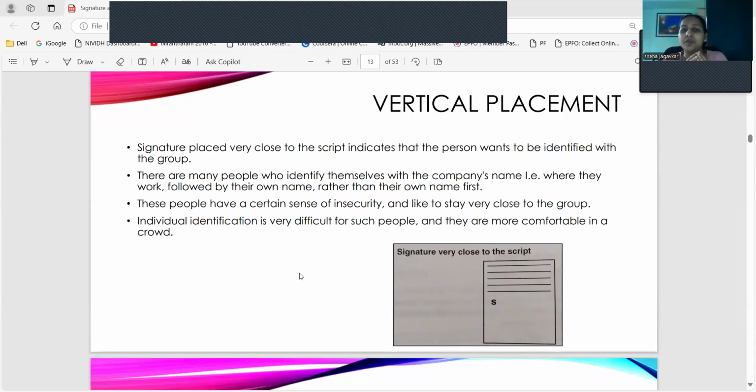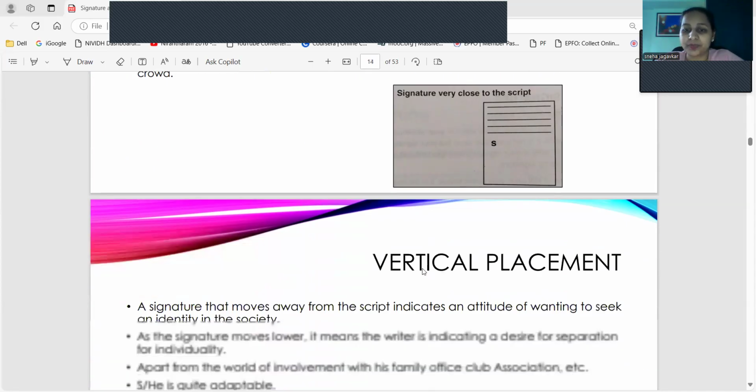The crowd could be just of 20 people or like 500 people. They are not comfortable speaking in front of the crowd. They'll always be a part of the group. Probably they would be giving some kind of small insights to the group to enhance or build the group a little more better. But these people are not someone who are comfortable coming in front of the crowd and speaking in front of the crowd, right? So that's point number one. So this I'm speaking for the vertical placement and the signature, which is very close to the script.